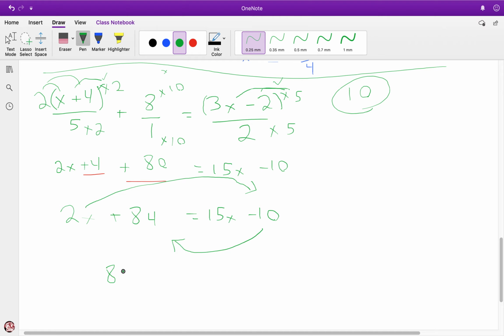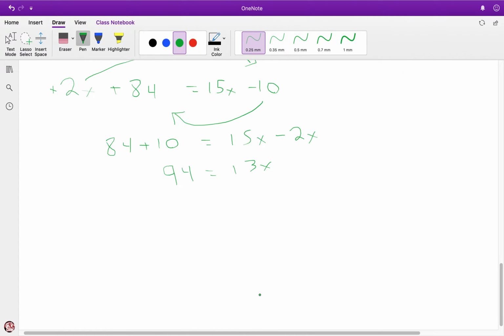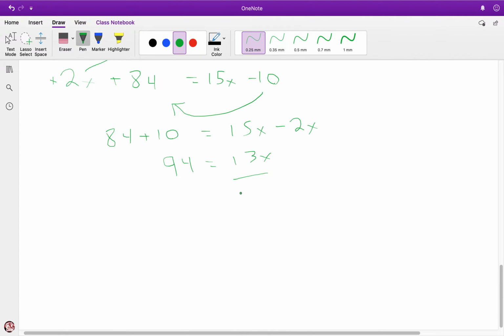I like to write down what's already over there. So 84 is already here. Inverse operation was a minus, so now it's going to be a plus equals 15x. This was a plus, so now it's going to be a minus 2x. So that's going to be 94 equals 13x. Therefore, I divide by my coefficient to end. X equals 94 over 13.